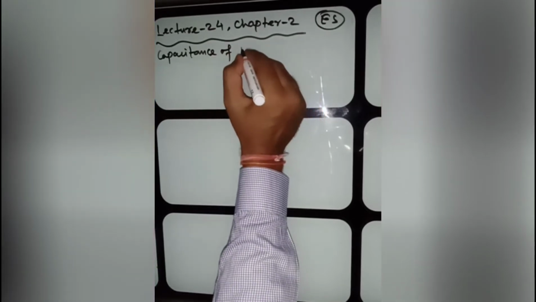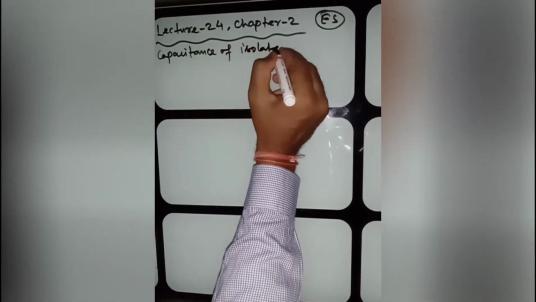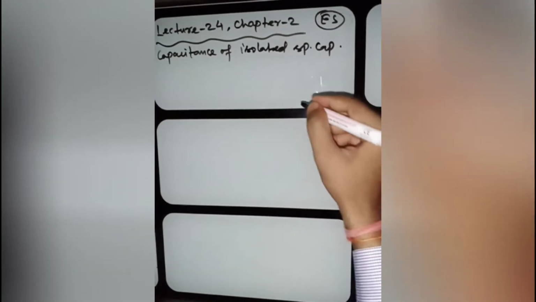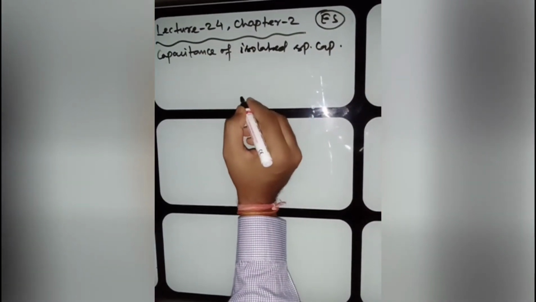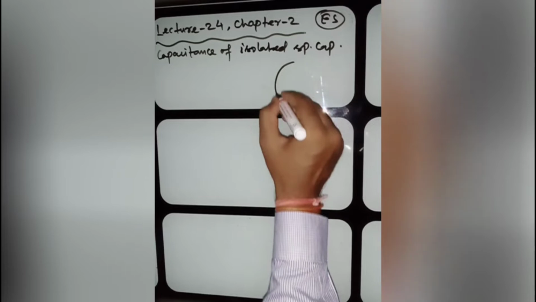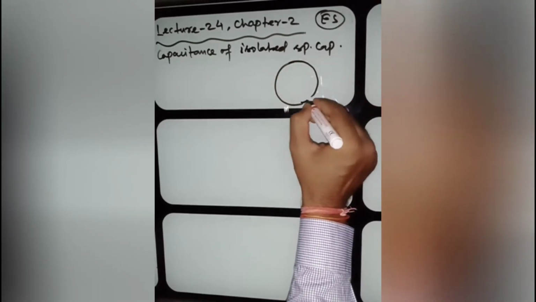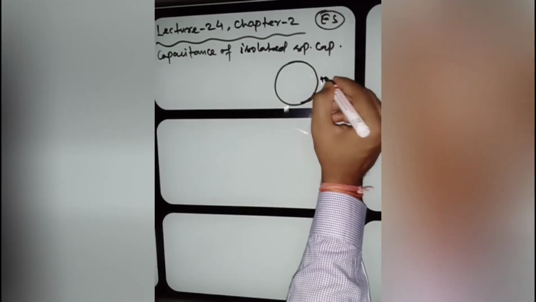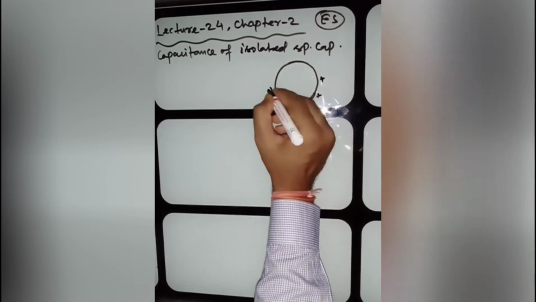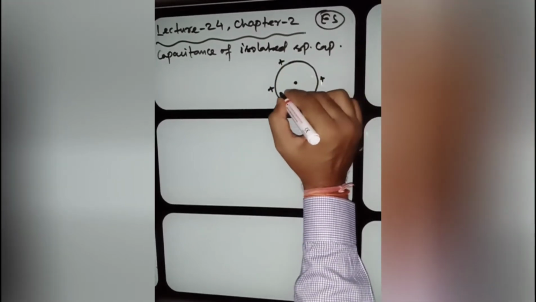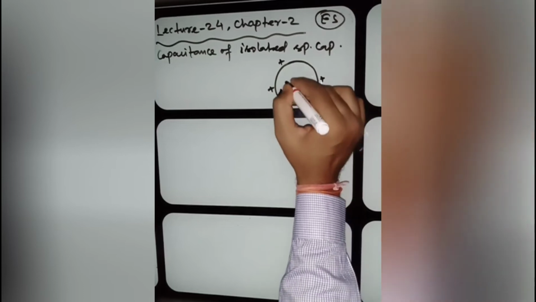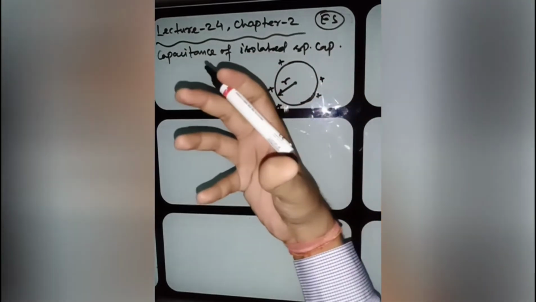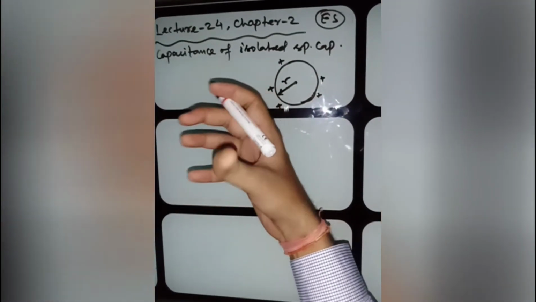Okay, so the capacitance of an isolated spherical capacitor. Here, the isolated capacitor, what does it mean? We have one shell over which the charge is being given. Suppose the radius of this shell is R. To find the capacitance, we need the potential.